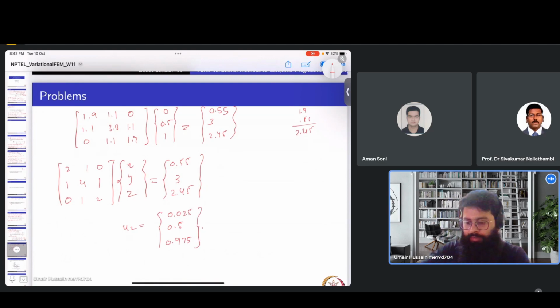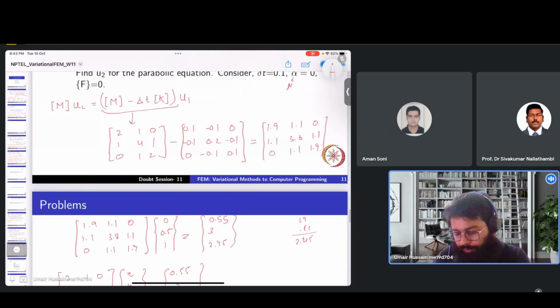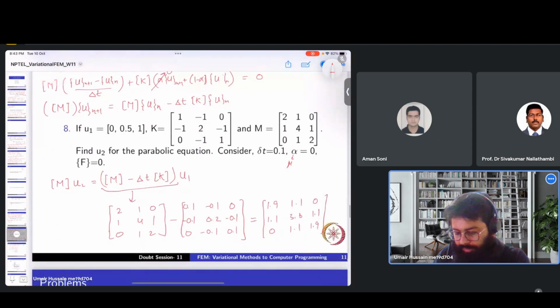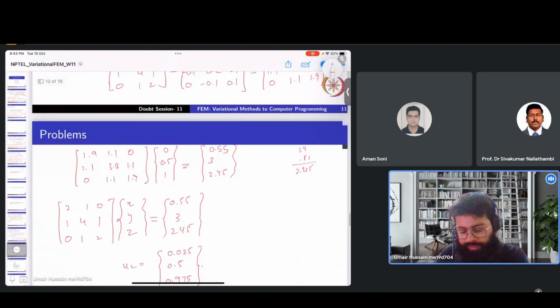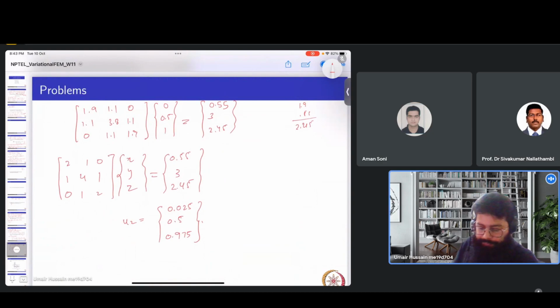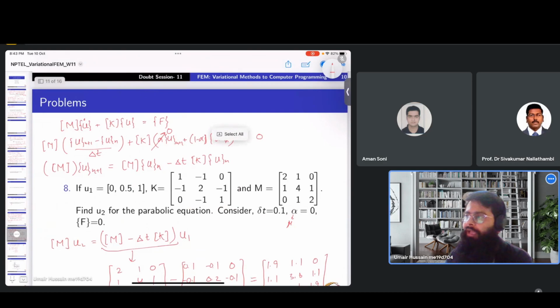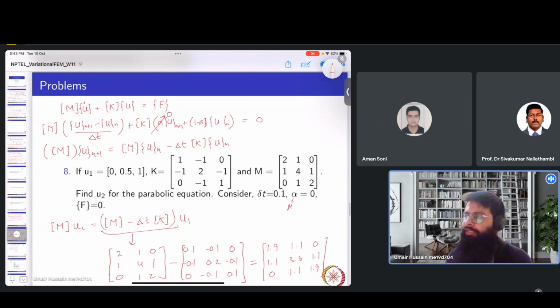Okay, this is quite close to our u1 solution. See, at the first and last node it changed, and at the middle node it didn't change. It's kind of smoothing out, because there's no distributed load or source term. F is 0, and we haven't applied a Neumann boundary condition. So it makes sense that it will smoothen out.